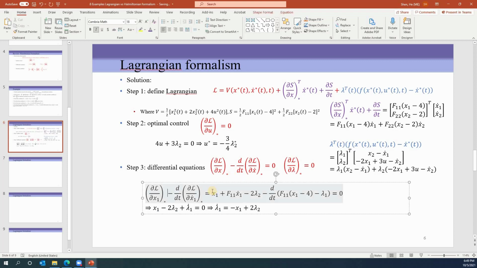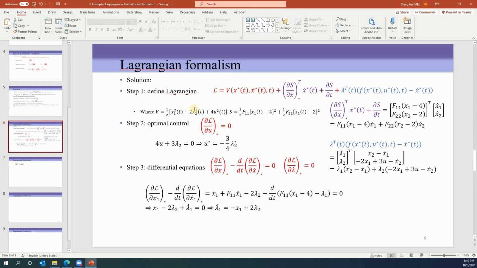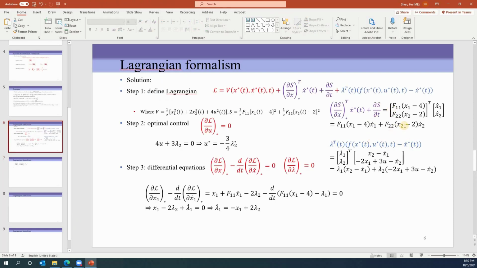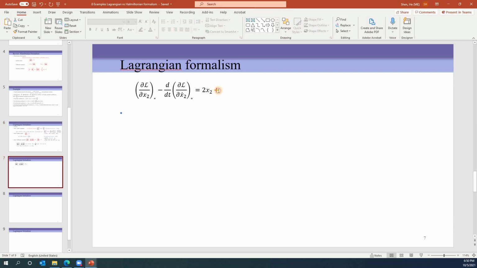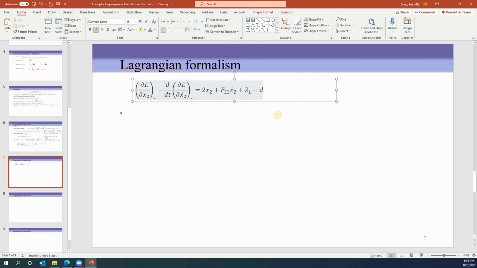And the next equation is about x2. We're going to do the same thing, but apply to x2, and let's see what we have. The first term, partial L over partial x2. We have 3 terms, so we're going to do it 3 times, right? The first term, partial this with respect to x2, we get 2x2. And the second term, take a partial derivative of this term with respect to x2, that will give us f22 times x2 dot. The third term, partial this with respect to x2, that will give us lambda 1, and then d dt.